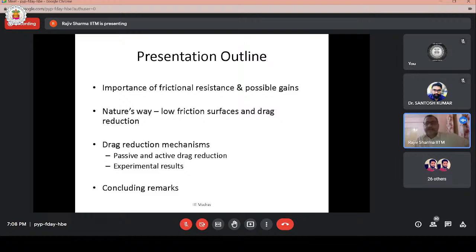So in today's lecture, we will be talking about the importance of drag in general, the importance of frictional resistance, and what the possible gains are if you tackle that. What is nature's role in generating surfaces which have low friction? And when you have low friction, you will get a reduction in the drag.